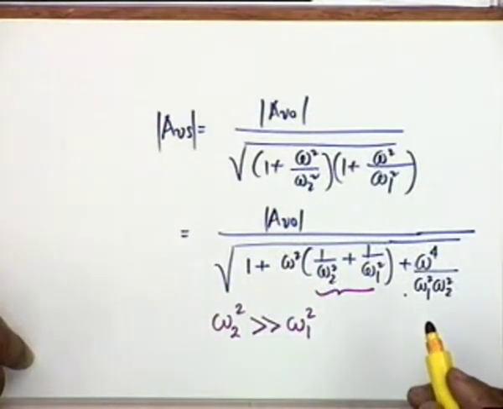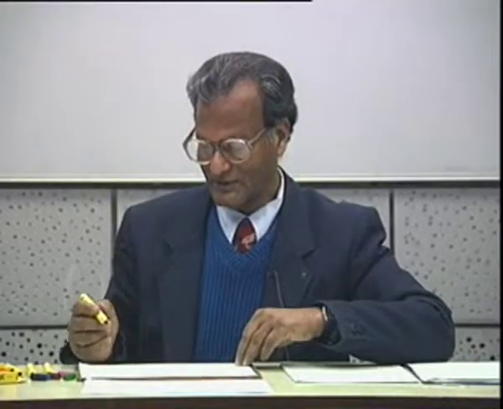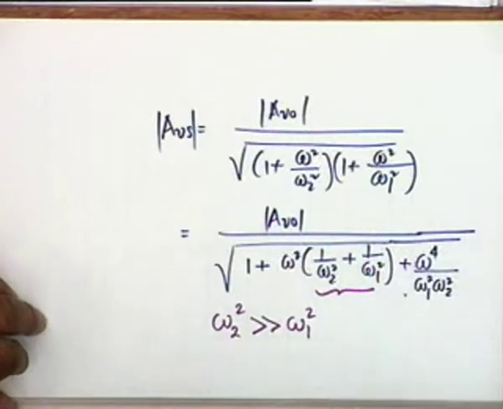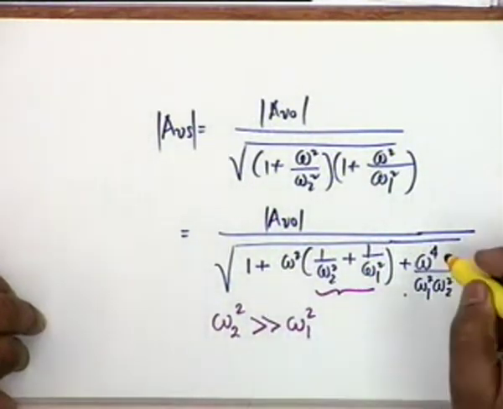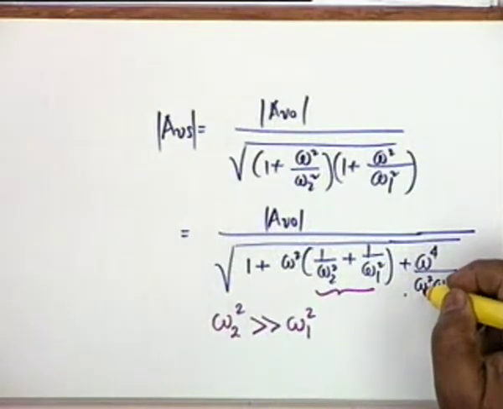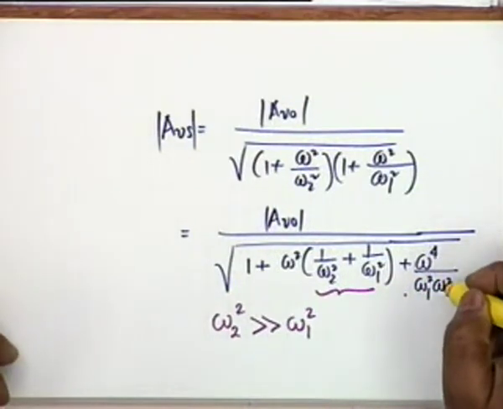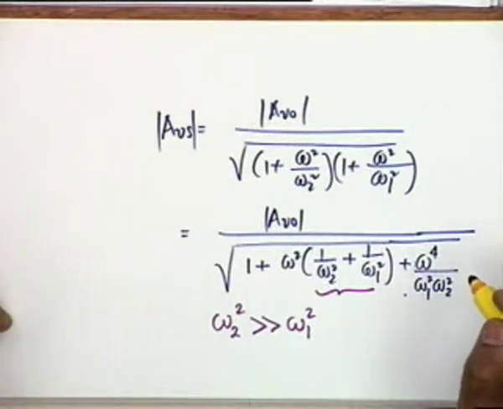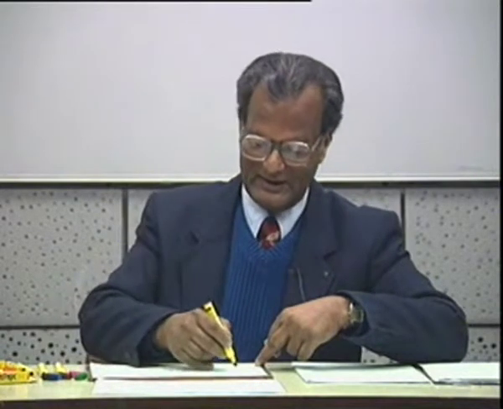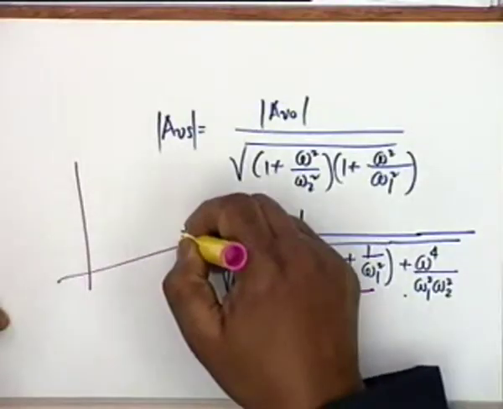So, could you please repeat the justification for ignoring the last term? Ignoring the last term, okay. Suppose omega is approximately the same as omega 1, then omega squared by omega 1 squared is 1, and omega squared by omega 2 squared would be 1 over 36, which can be ignored. But this is a particular case in which omega is of the range of omega 1. No, this is the range that we are interested in. Let me tell you why.